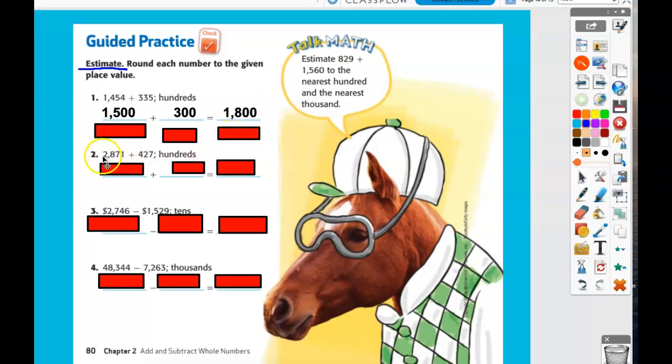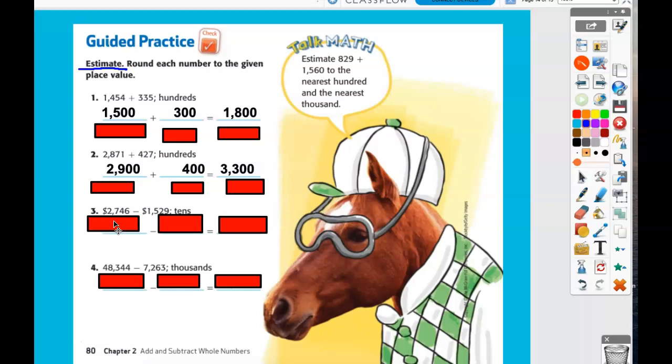Look at number 2. 2,871, we're going to round to the hundreds again. Well, that would round to 2,900. 427, we're going to round to the hundreds, becomes 400. If I add 2,900 plus 400, your answer is 3,300. Again, if you got that right, give yourself a big clap on the back.